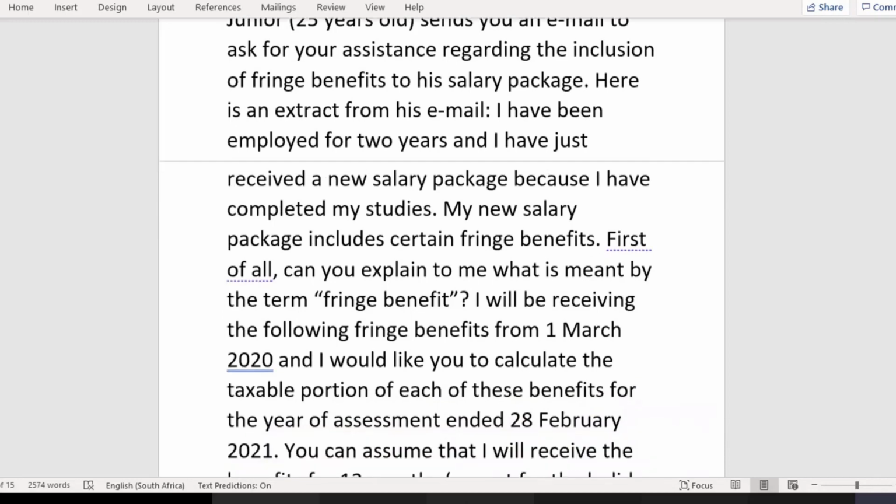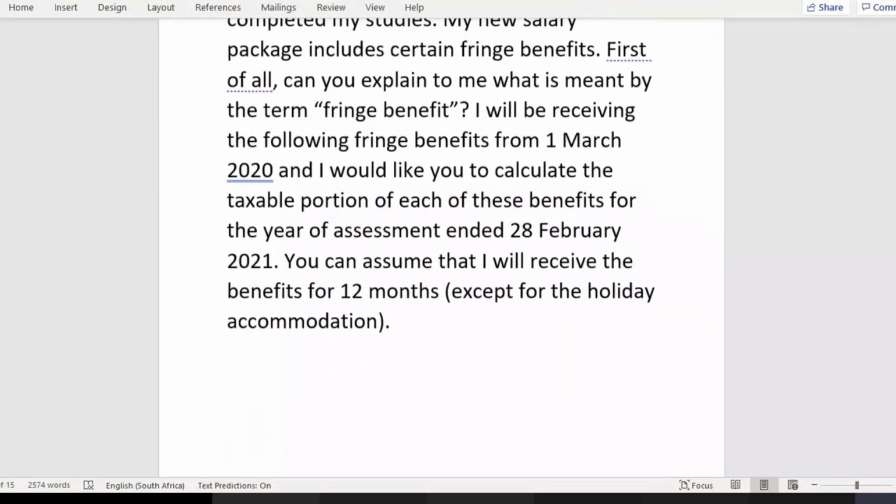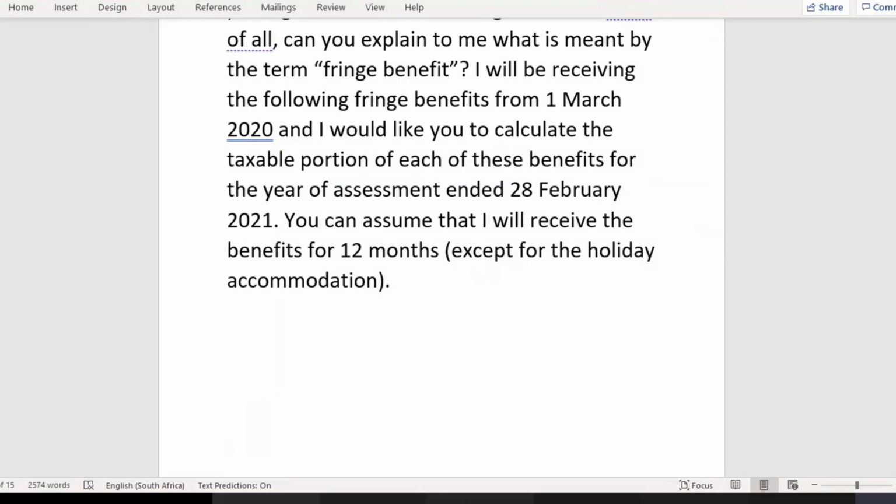I think we all know that one. There's no need for us to actually define that. So it's a benefit in any form except the cash payment. But I will be receiving the following fringe benefit as of the 1st of March 2020, and I would like you to calculate the taxable portion of each of these benefits for the year of assessment ended 28 February 2021. But one thing that you guys must always bear in mind is they're not going to give you when the year of assessment ends. You just have to know in your head that it is 28, 29 February every year. Okay. So in continuation, you can assume that I will receive the benefits for 12 months except for the holiday accommodation.